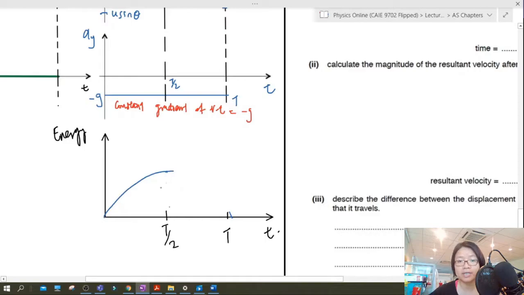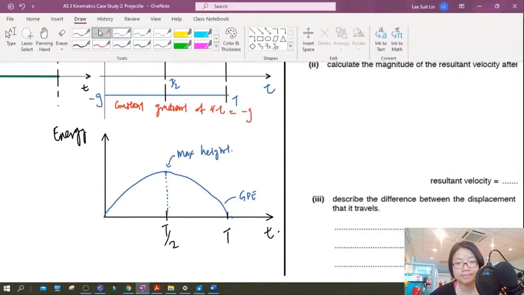Okay, so later you can see there will be some form of calculation needed in some of your structure questions. We are going to assume that you know how to use the basic equations like mgh, because GPE is mgh. Okay, so this is the maximum height.